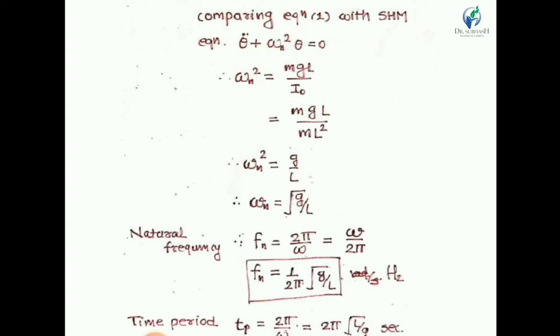So finally we obtain omega square is equal to g by l. So we obtain omega n is equal to under root g by l. So fn is equal to omega upon 2 pi, so fn is equal to 1 upon 2 pi under root g by l in hertz. And similarly, if we want to calculate the time period, then time period is equal to 2 pi upon omega. So we obtain 2 pi under root l by g in seconds.